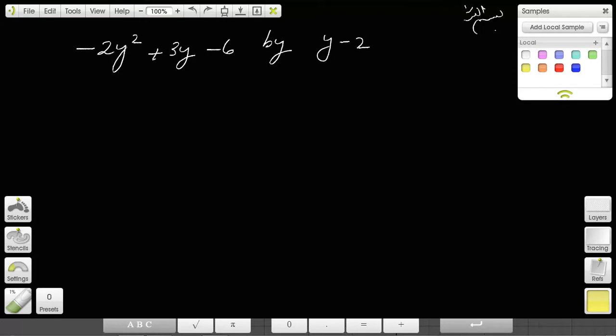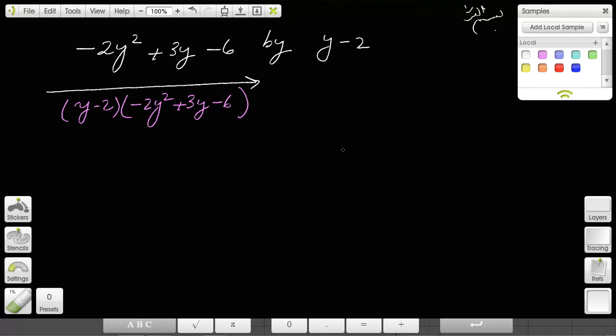So one thing to do is we basically take y minus 2 and put them next to each other like this: y minus 2 times 2y squared plus 3y minus 6. Now we're going to multiply these two together. This is called the horizontal format because obviously it's laid out like this. And then you distribute this quantity into every single term.